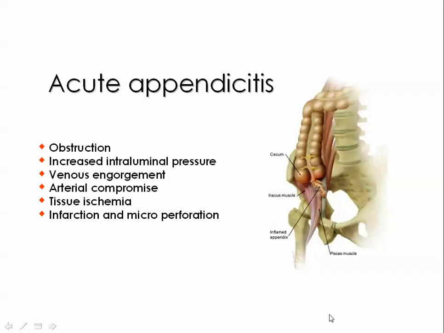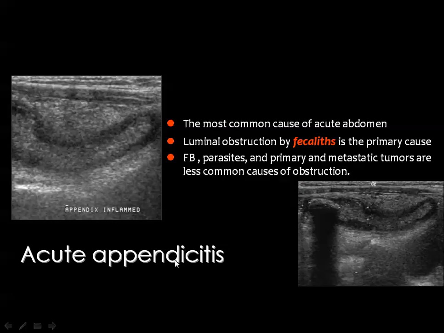But you know that the major cause of appendicitis is obstruction by foreign body, by food residue, by tumor, and this obstruction will lead to increased intraluminal pressure inside the appendix, which will result in venous engorgement and arterial compromise, consequently with tissue ischemia. Then you get infarction and micro perforation. Ultrasound is one of the good tools for diagnosis of acute appendicitis.